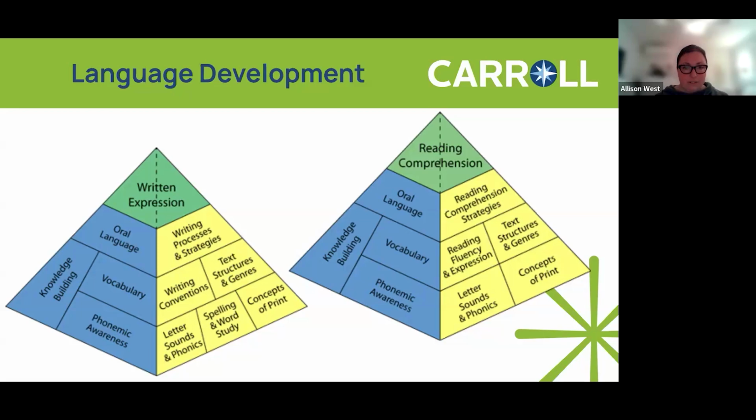It is developmental. It is a developmental process that requires the acquisition of very specific skills in a particular progression, as shown here in these two pyramid models. We have a written expression and a reading comprehension pyramid. And all of the blocks that make up these pyramids are essential if we want students to become skilled readers and writers. And what research tells us is that there are, in fact, approaches and principles that guide us in designing effective and meaningful instruction to honor this developmental approach.